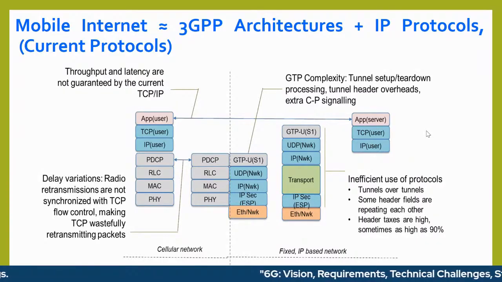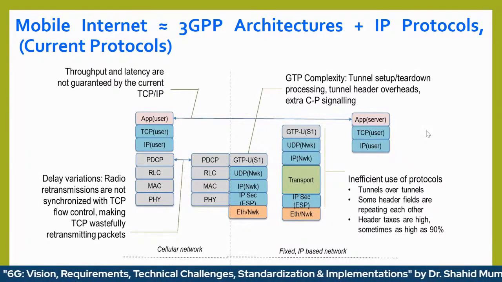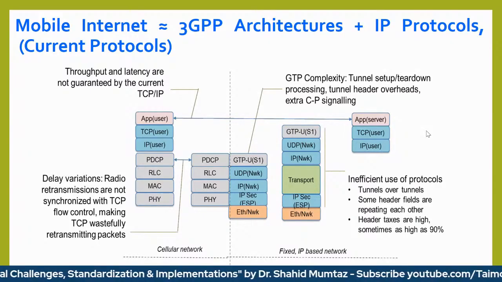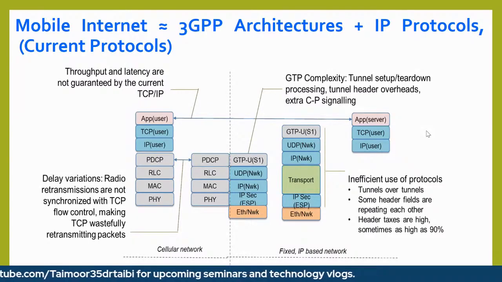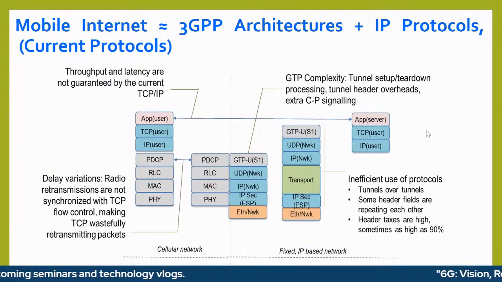You can see that throughput and latency are not guaranteed at the current TCP/IP level. You have to create a lot of tunnels after tunnels to make this communication happen, and radio retransmissions are not synchronized with the TCP overflow because they are on different levels. So we need to come up with a new protocol stack to break this boundary, and you can see there's a difference between fixed and IP.